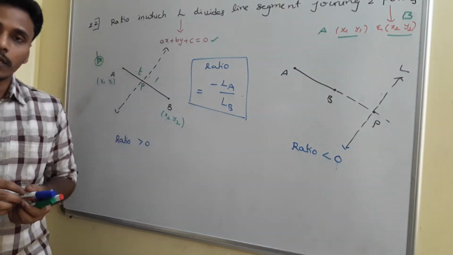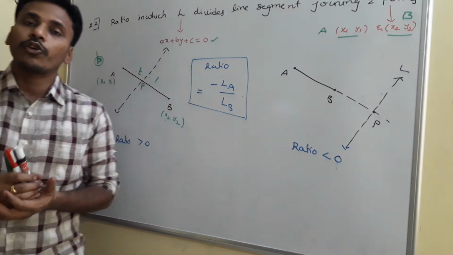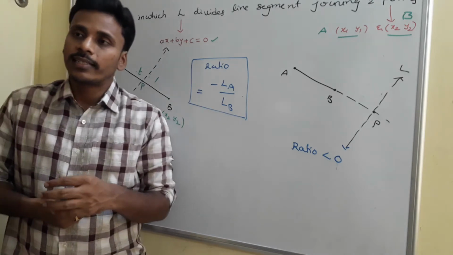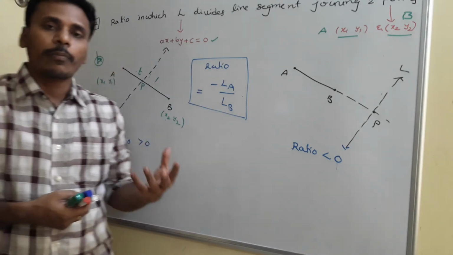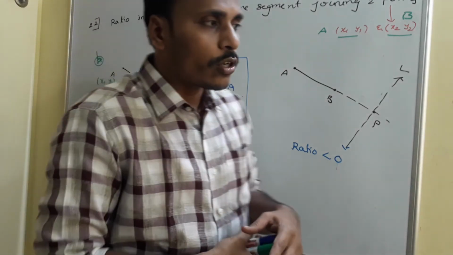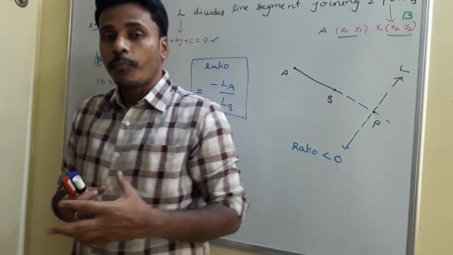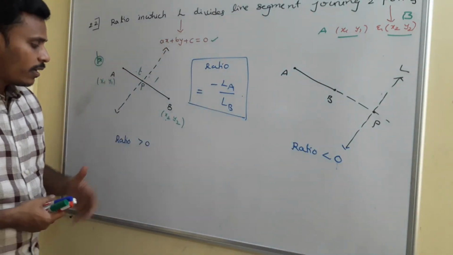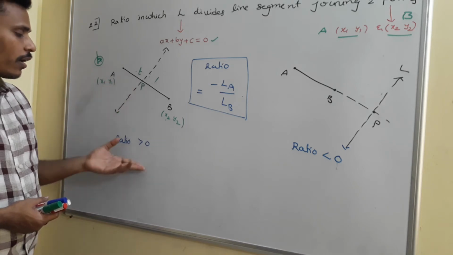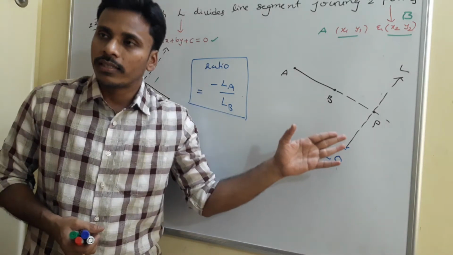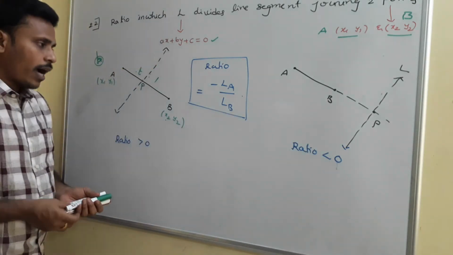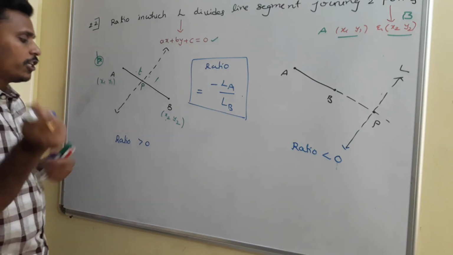While using the section division formula, if the ratio is given as positive, that indicates that the point of division is internal, and if the ratio is negative, the point of division is external. Here the ratio is positive, so the point is internal. Here the ratio is negative, so the point is external. And just now, pay your attention here.